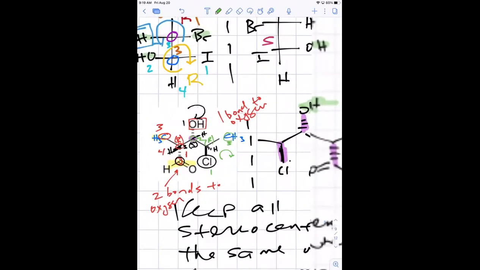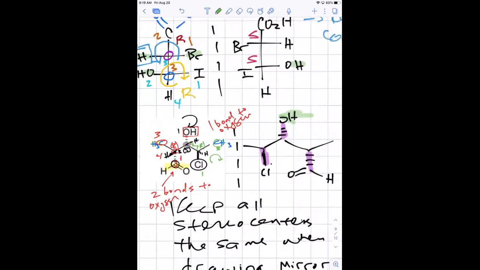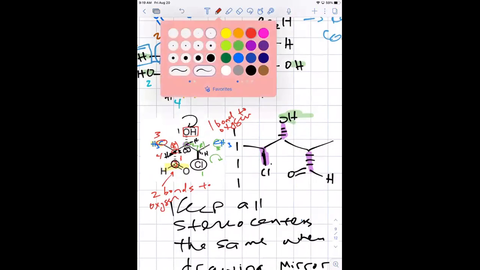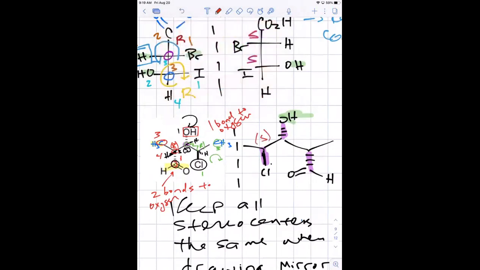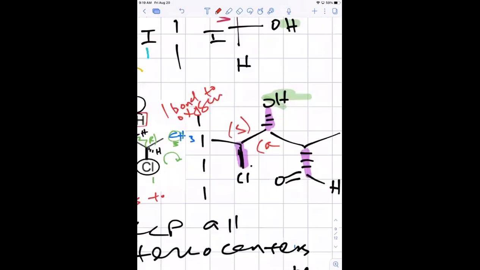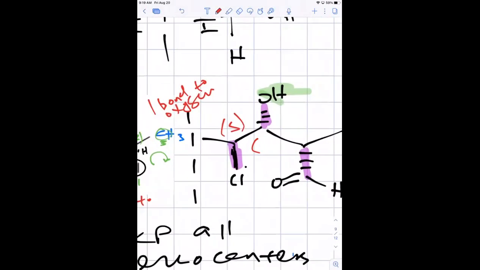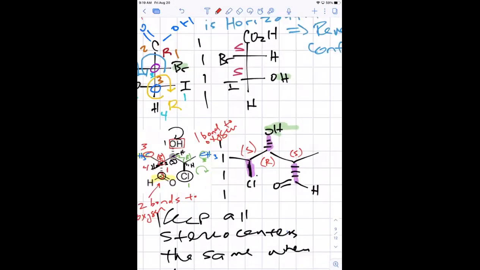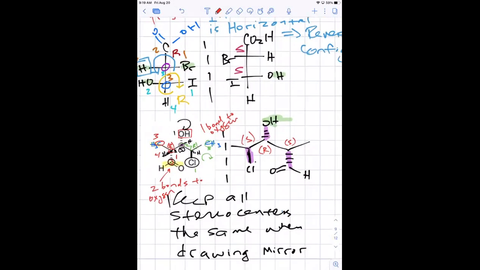What would the configurations be for the enantiomer, the mirror image that we have drawn on the other side? S, R, S. Yes, they have to be the exact opposite. That's exactly right. So this would be S, R, and then that would be S. The enantiomer is always the exact opposite. Whatever the original image is, the mirror image will be the exact opposite.